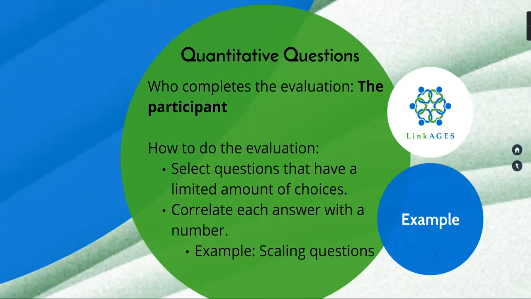Lastly is quantitative questions. Once again, in these questions, the participant completes the evaluation that is given to them by the facilitator or researcher. How to evaluate quantitative questions. Quantitative surveys are when the participants have to choose from a predetermined list of answers. This can look like a scale, multiple choice, true or false, etc.